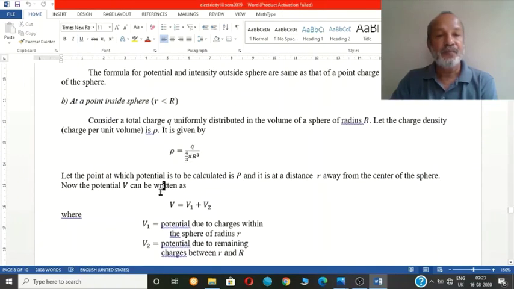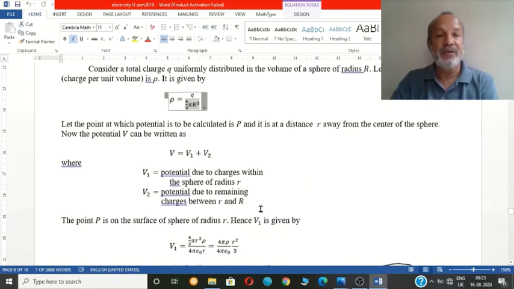Here we have a volume charge distribution, so it is better to consider a quantity called charge density, which is charge per unit volume. If the total charge is q, then it is distributed over a volume 4 by 3 pi R cube. So the charge per unit volume will be charge by volume, q by 4 by 3 pi R cube. That is rho, the charge density.